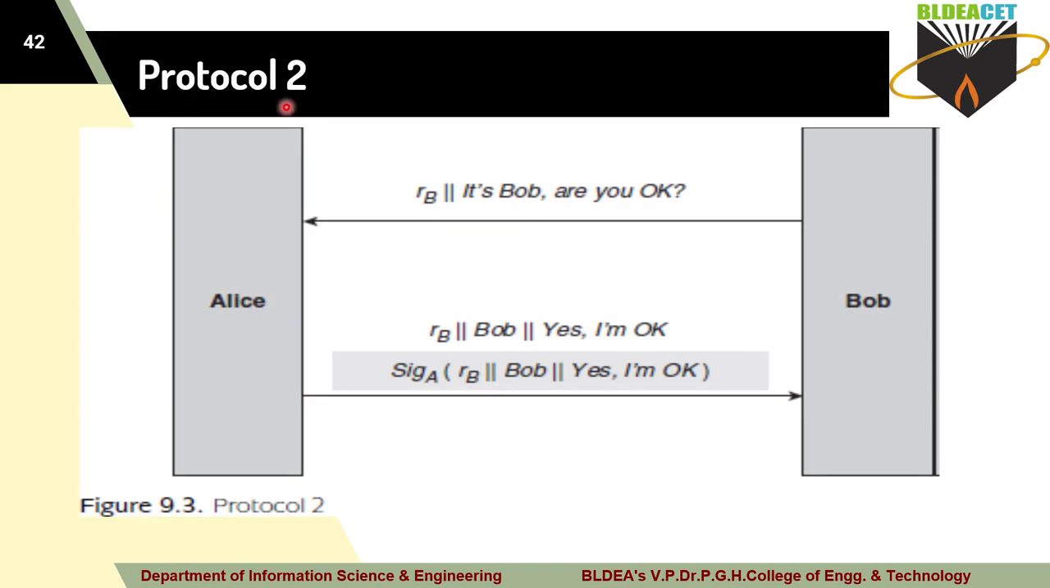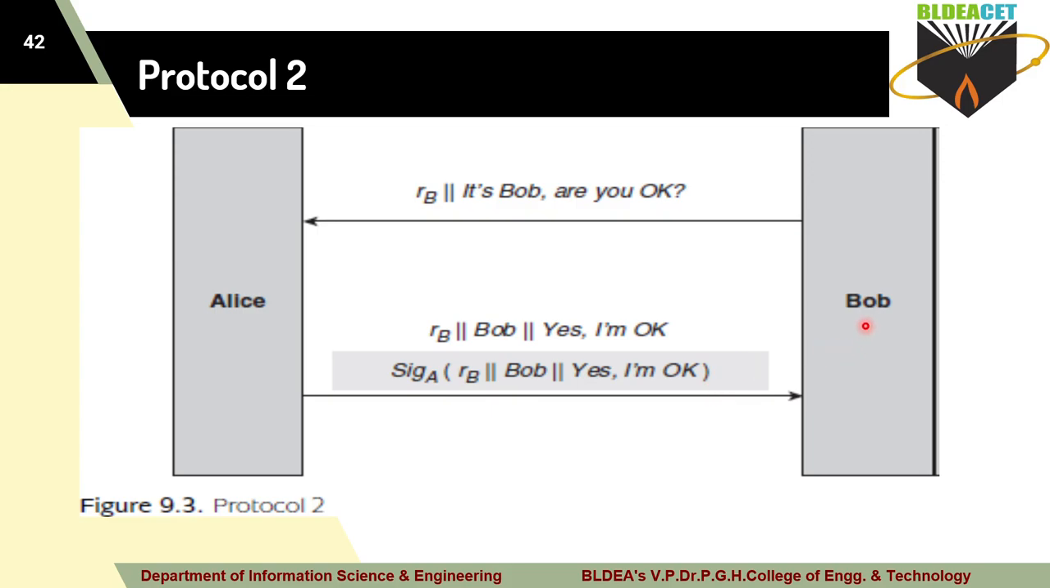Next is protocol 2. In protocol 1, you are using the message authentication code, whereas in protocol 2, you are using the signature of the message. Bob will send a message that contains the nonce of Bob, like, it's Bob, are you okay? And the reply will be sent by Alice. That reply message contains a signature. This signature is generated by Alice with the help of the signature generation key, A. Alice generates the signature for this message and sends it as a reply to Bob.